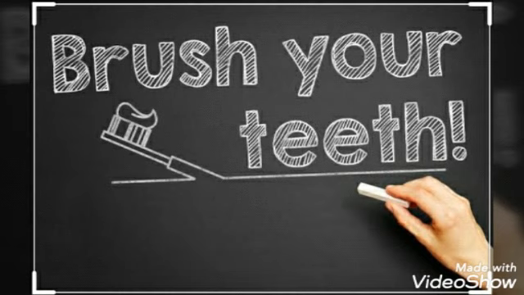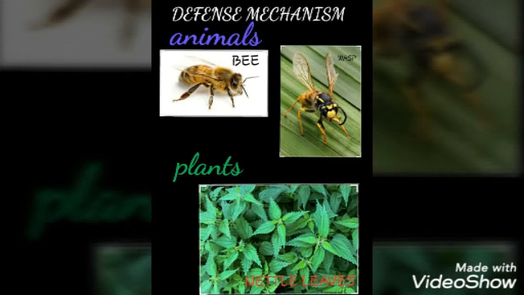Brushing your teeth with toothpaste helps in preventing tooth decay because toothpastes are generally basic and hence they neutralize the excess of acid in our mouth. The concept of pH also helps in understanding the self-defense mechanism used by certain animals and plants.